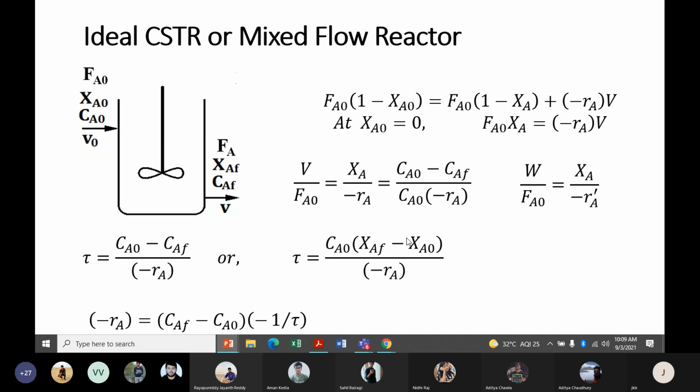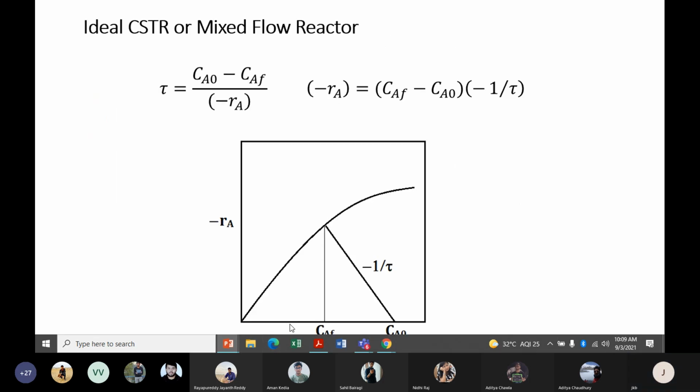So the reaction rate can be written as CAF minus CA0 by 1 by tau. And if it is possible to plot the concentration as a function of reaction rate, then slope will be minus 1 by tau.